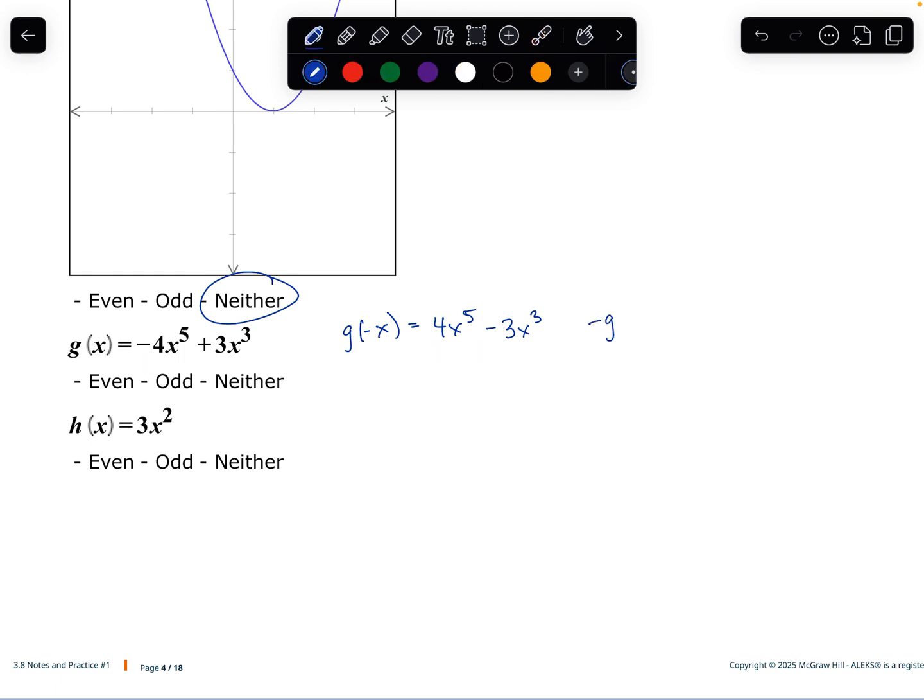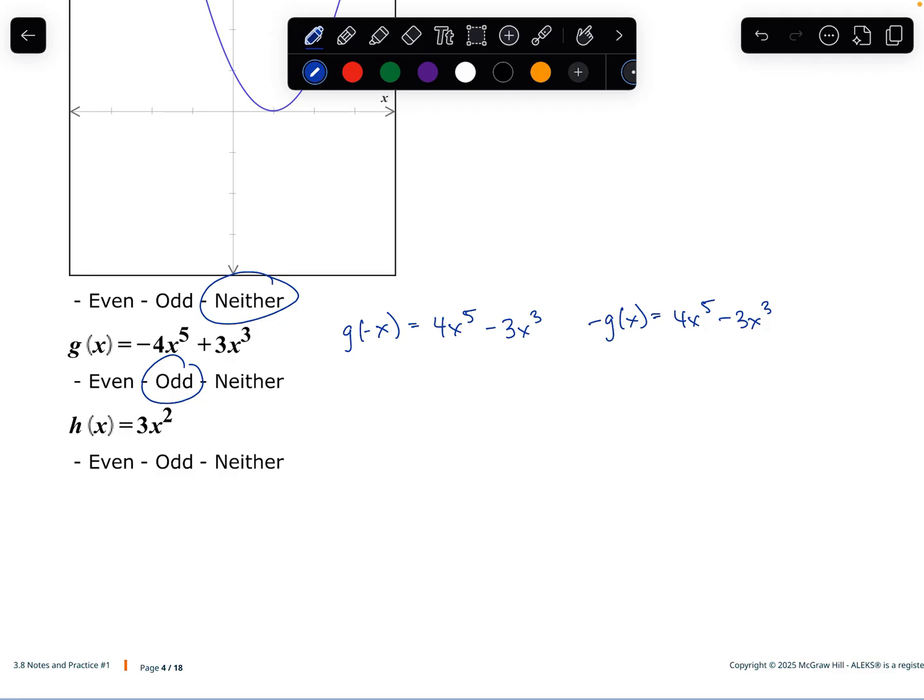So now I'm going to check if negative g of x is equal to g of negative x. Negative g of x is going to flip the signs of both. So it's going to be 4x to the 5th minus 3x cubed. And if these are the same, then it's odd. And these are the same, so this is odd.